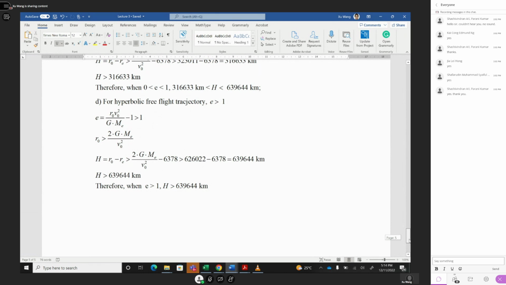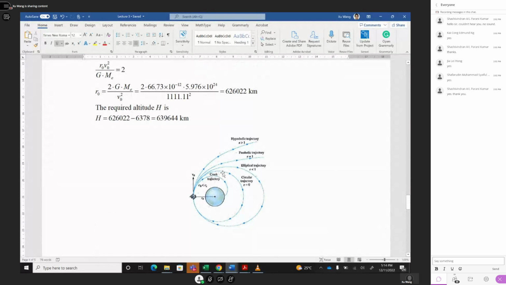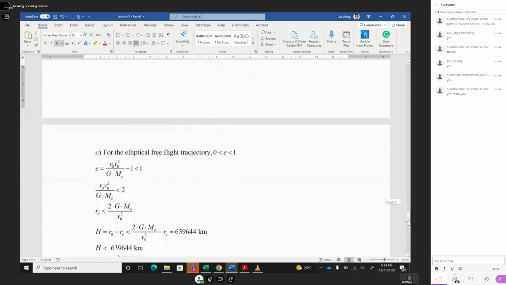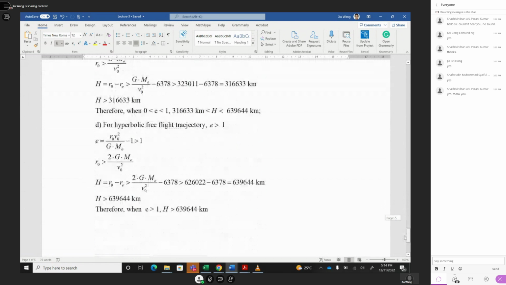So we finish all the results. Very important, you find the definition of E, and then for each free flight trajectory, what is the E range? You have to find the E range from this graphic. So E equal to 0, E larger than 0 and less than 1 for the elliptic, if E equals 1 it is parabolic, or larger than 1, hyperbolic. According to the E range and also the E definition, you can find R0. R0 minus radius of Earth, you get height. That's how you solve this issue.